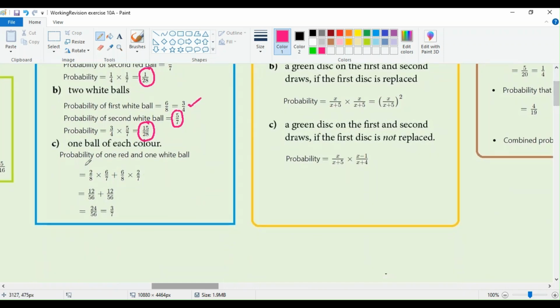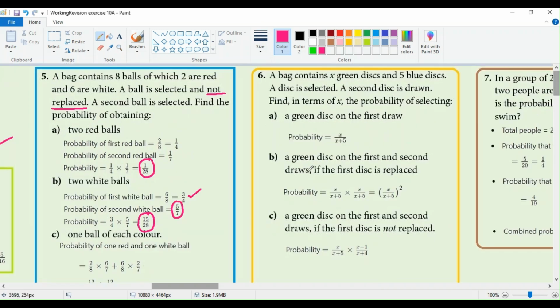Next come one ball of each color. Probability of one red and one white ball is 2 over 8 multiplied by 6 over 7, added to 6 over 8 multiplied by 2 over 7. These two are separate and these two are separate. So when we add them together, it's going to give us 3 over 7 as the final answer for this question. Now comes question number 6.